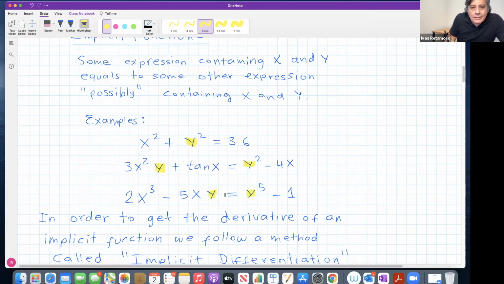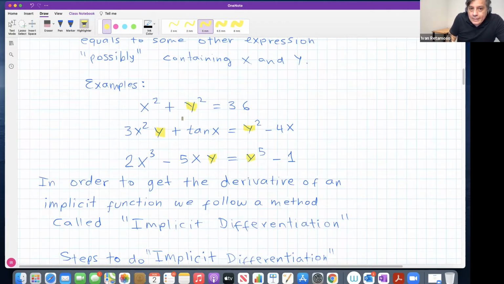It's what mathematicians call the dependent variable, right? Independent variable x, but dependent variable y. So we have to be careful when you take derivatives here when we have terms containing y. I will tell you how to do it.